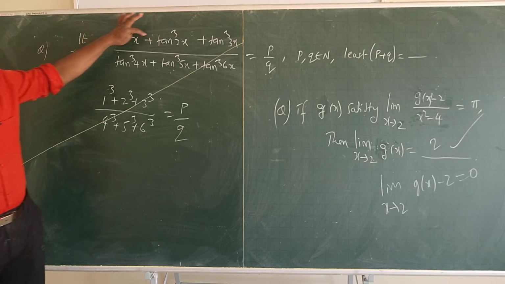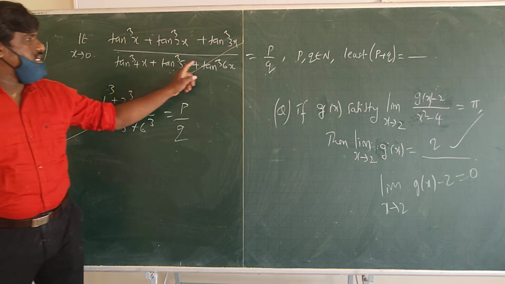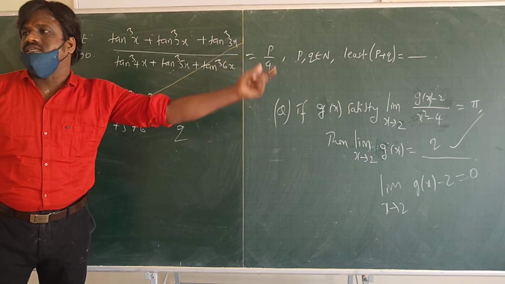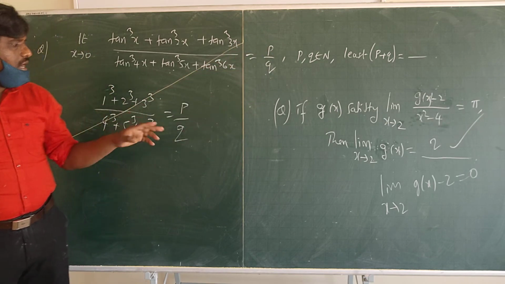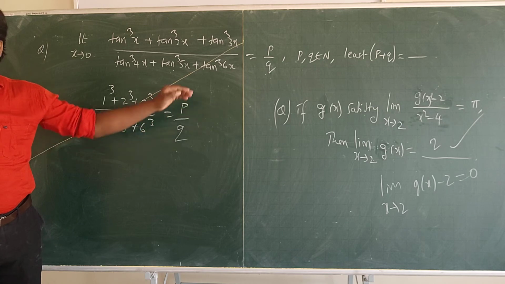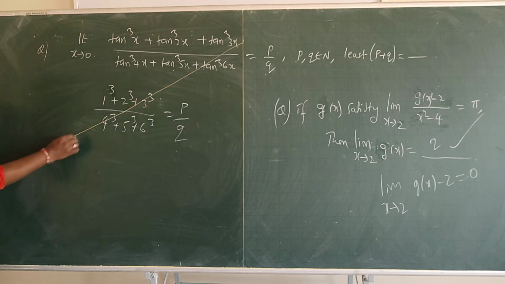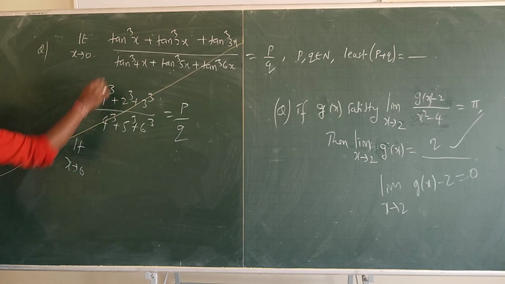See here, this is 1 cube plus 2 cube plus 3 cube divided by 4 cube plus 5 cube plus 6 cube is equal to p by q, and p plus q is being asked. That's it, over. How did I get this one? Knowledge. Just look at the limit x tends to 0. What should be there here?